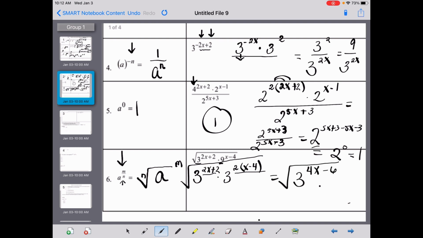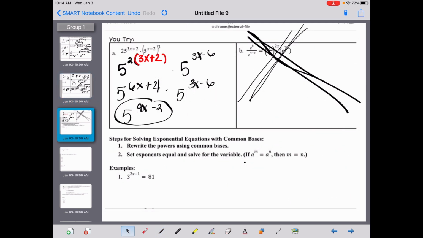All right, so the last step from here is using this rule, which says, since it's a square root, 2 is your index, and I can rewrite this as 3 to the power of 4x minus 6 divided by the root. And that simplifies to 3 to the power of 2x minus 3.